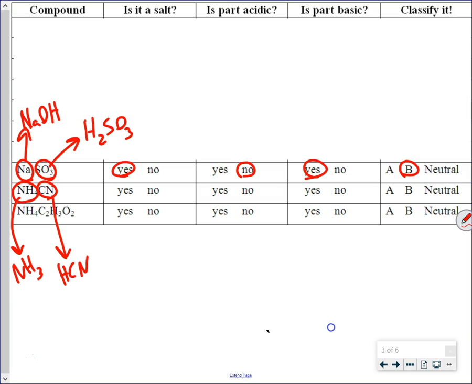So I have to go a step further to figure out whether this salt is neutral or acidic or basic. So yes, this is a salt. Yes, it has acidic properties. Yes, it has basic properties. But I'm not quite sure whether this is neutral, acidic, or basic yet. We've got to look some things up.